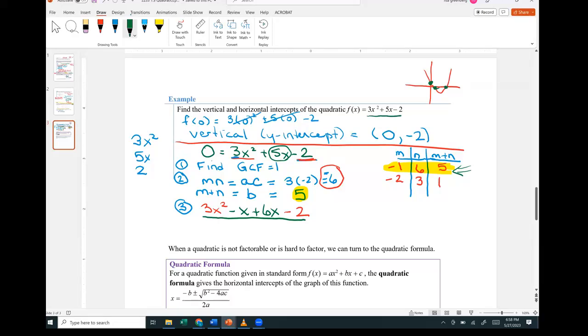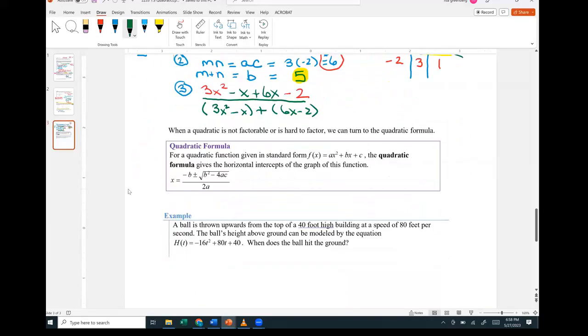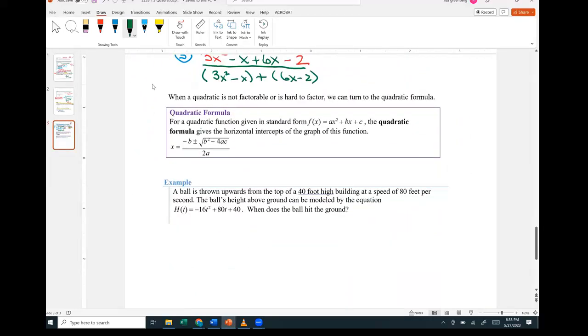Now I factor by grouping. So what do I do? I group the first two terms together. Always put a plus between them. I group the second two terms together. Okay, hold on a second. Let me see if I'm going to move all this down.